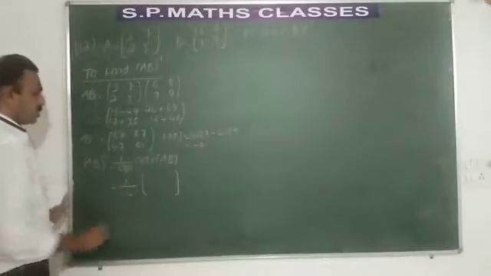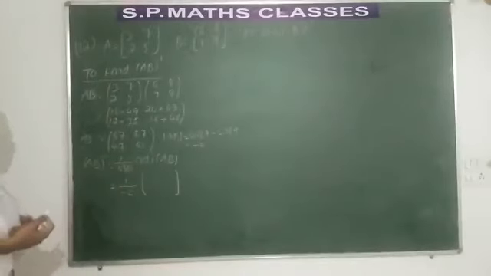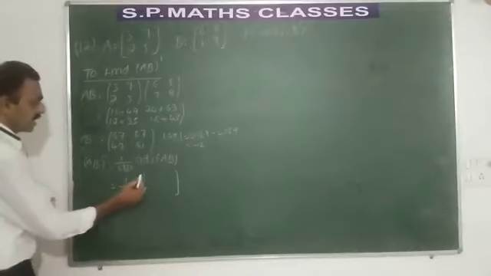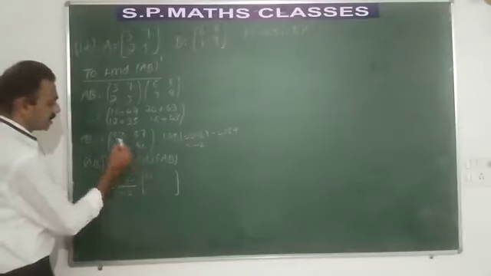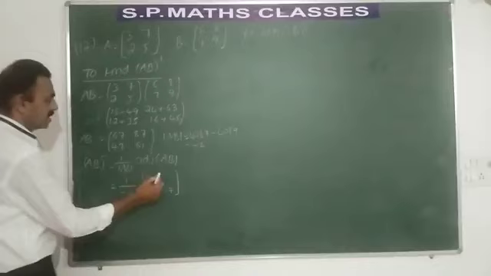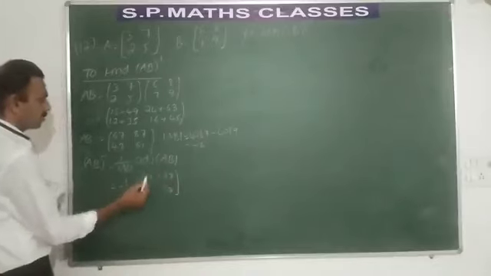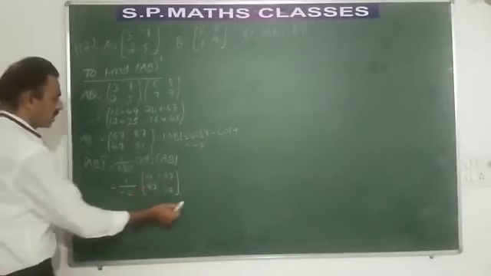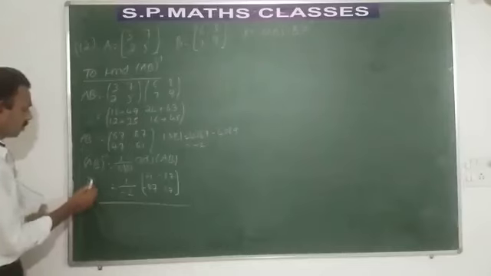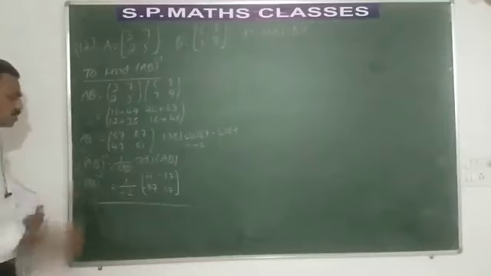Minus 2. Determinant. How to find out the adjoint of 2 cross 2 directly? Interchange the diagonal elements 61, 67. Change the signs of the other elements. Minus 87, minus 47. This is what AB whole inverse is. You need to have understood this.